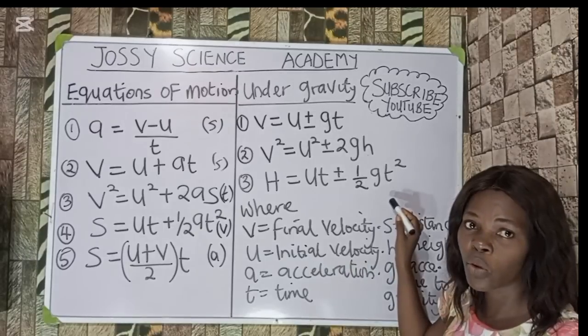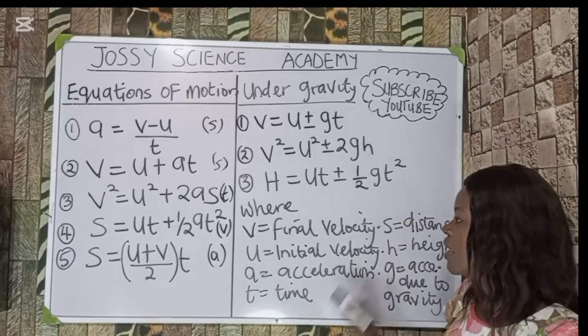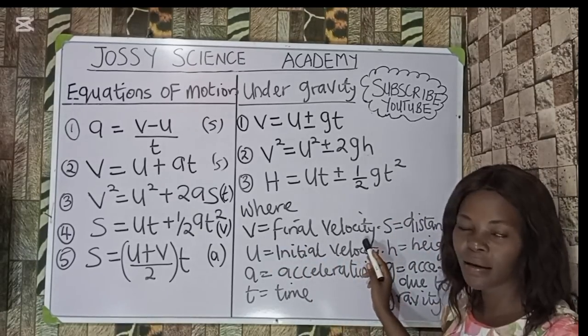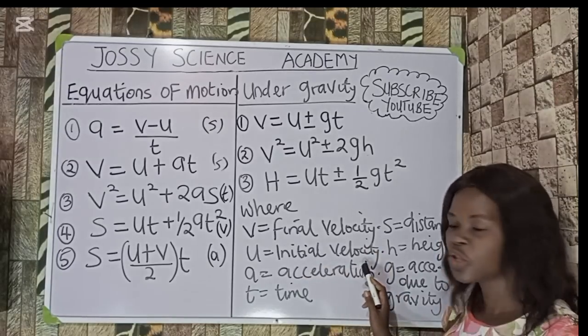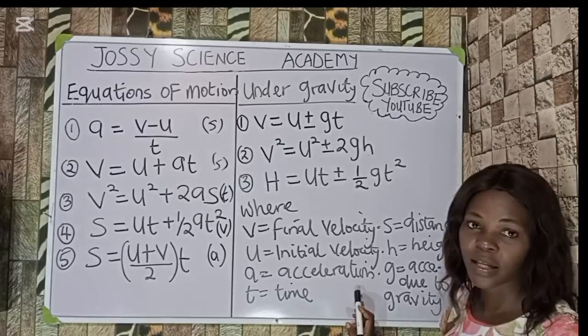These are the things you need to know. Now, what is V? V means final velocity. U is initial velocity. A is acceleration.